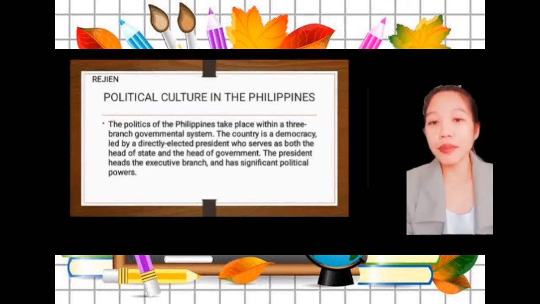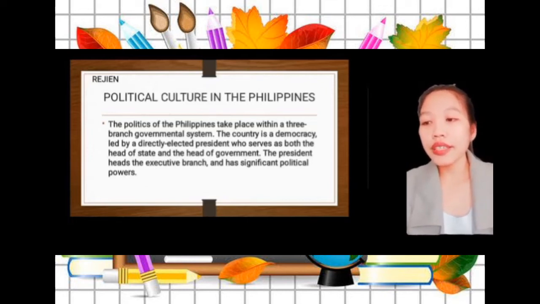My part is political culture in the Philippines. The politics of the Philippines takes place within a three-branch government system. The country is a democracy led by a directly elected president who serves as both the head of state and the head of government. The president heads the executive branch and has significant political powers.